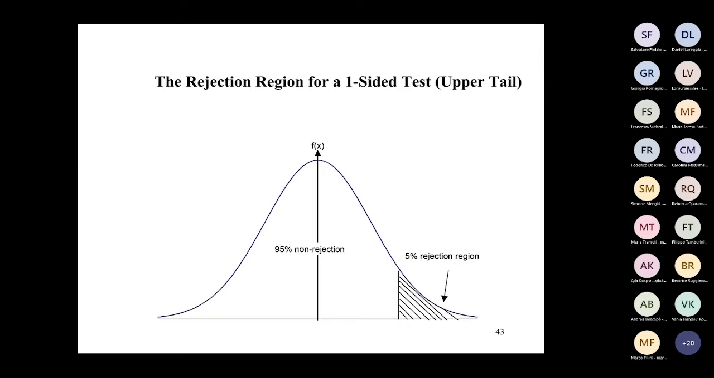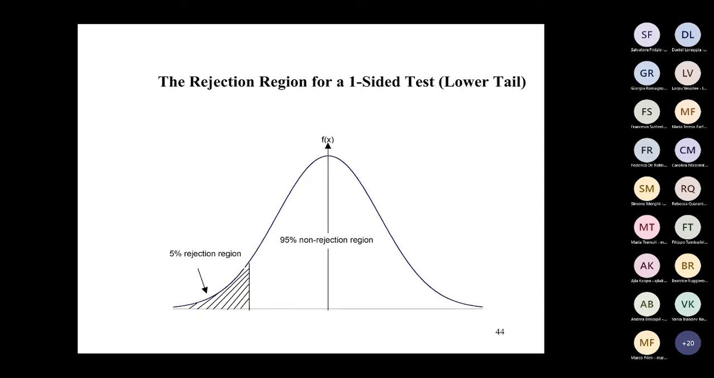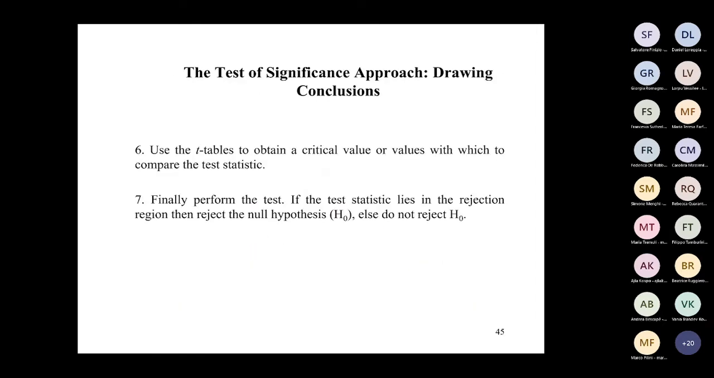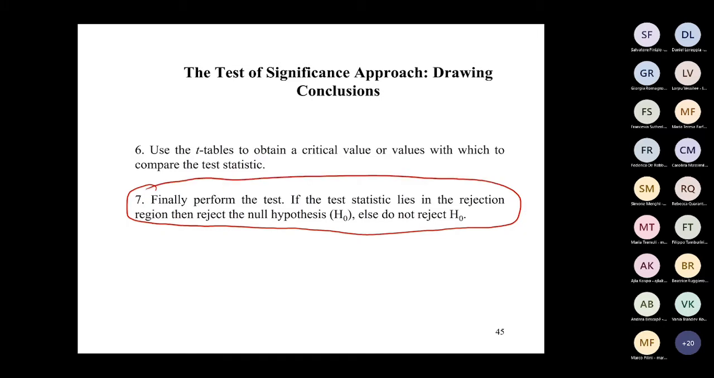Now we can do the same type of test one-sided, if I want to see whether something is strictly positive or strictly negative, and we perform the test. If the test statistic lies in the rejection region, then you reject the null. So you can say you reject the null hypothesis, or you do not reject the null hypothesis.